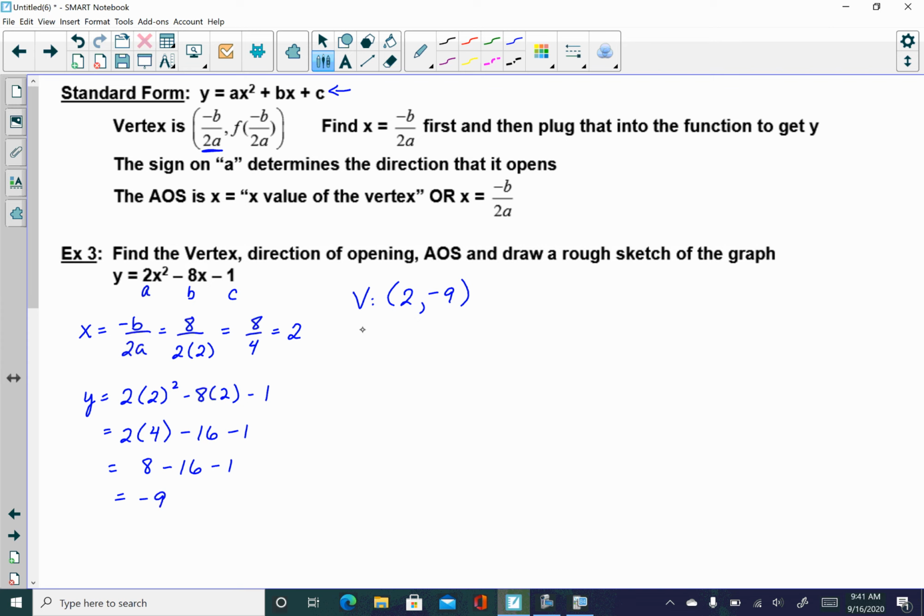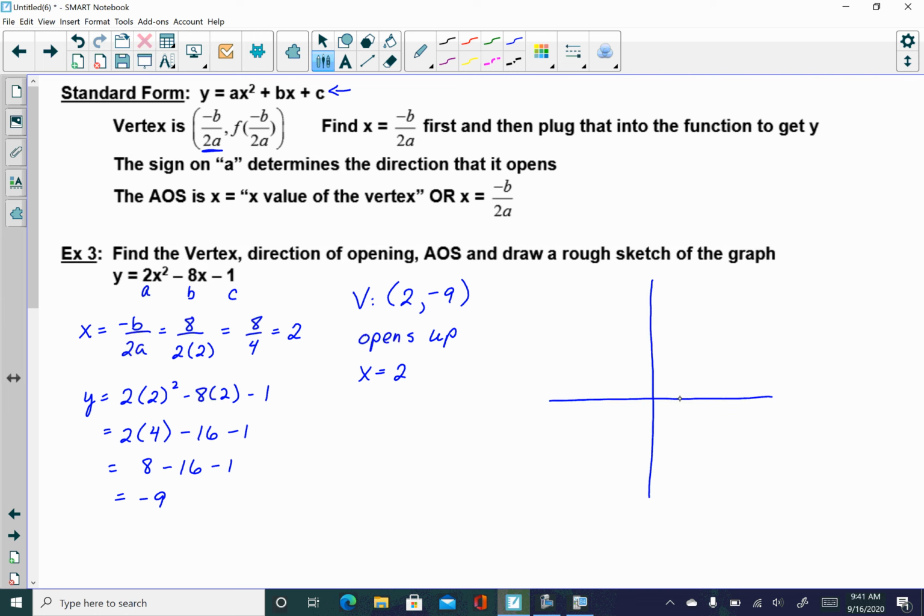The direction of the opening: your a is positive, so it opens up. And the axis of symmetry is x equals the x value of the vertex, so x equals 2. Remember, your x equals equations are always your vertical lines. Then they want us to draw a rough sketch.